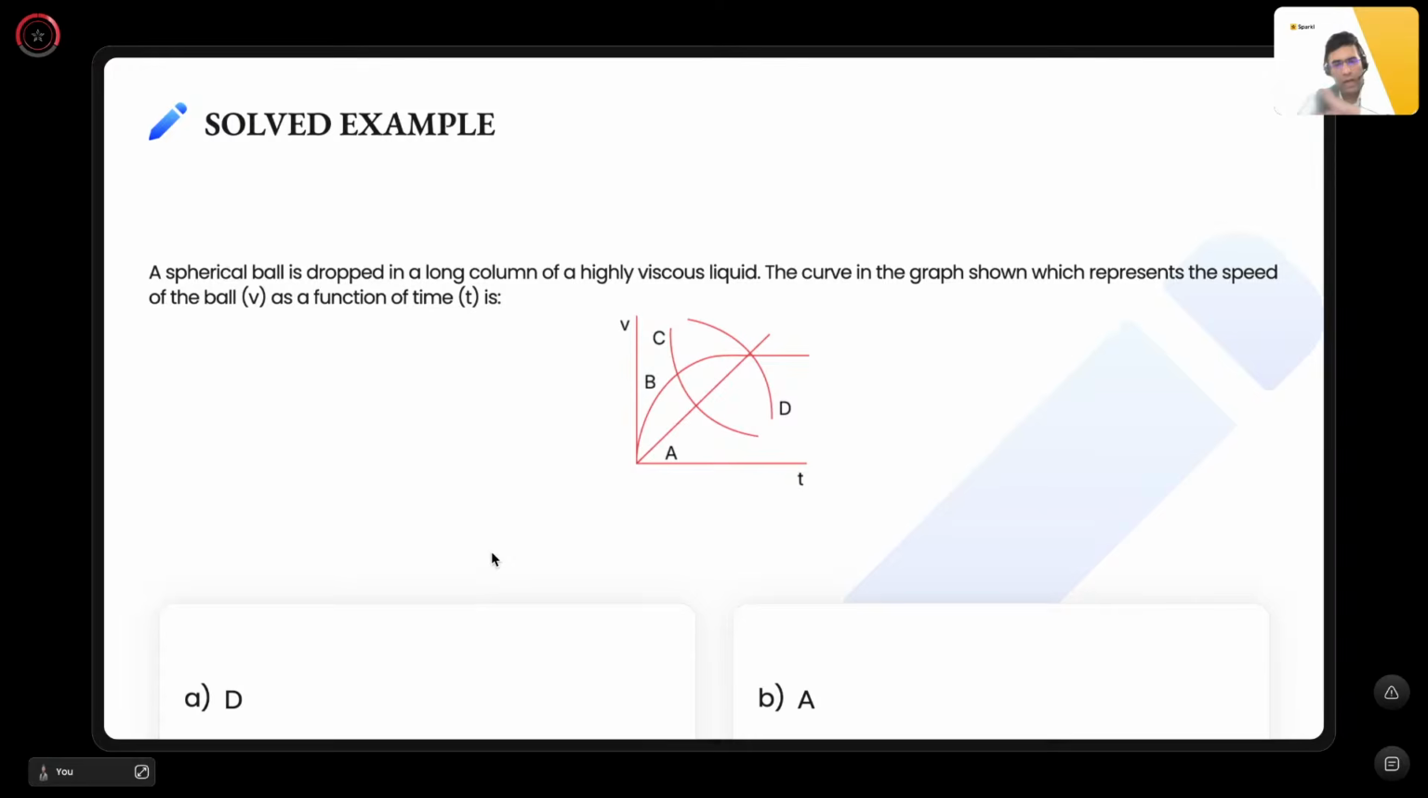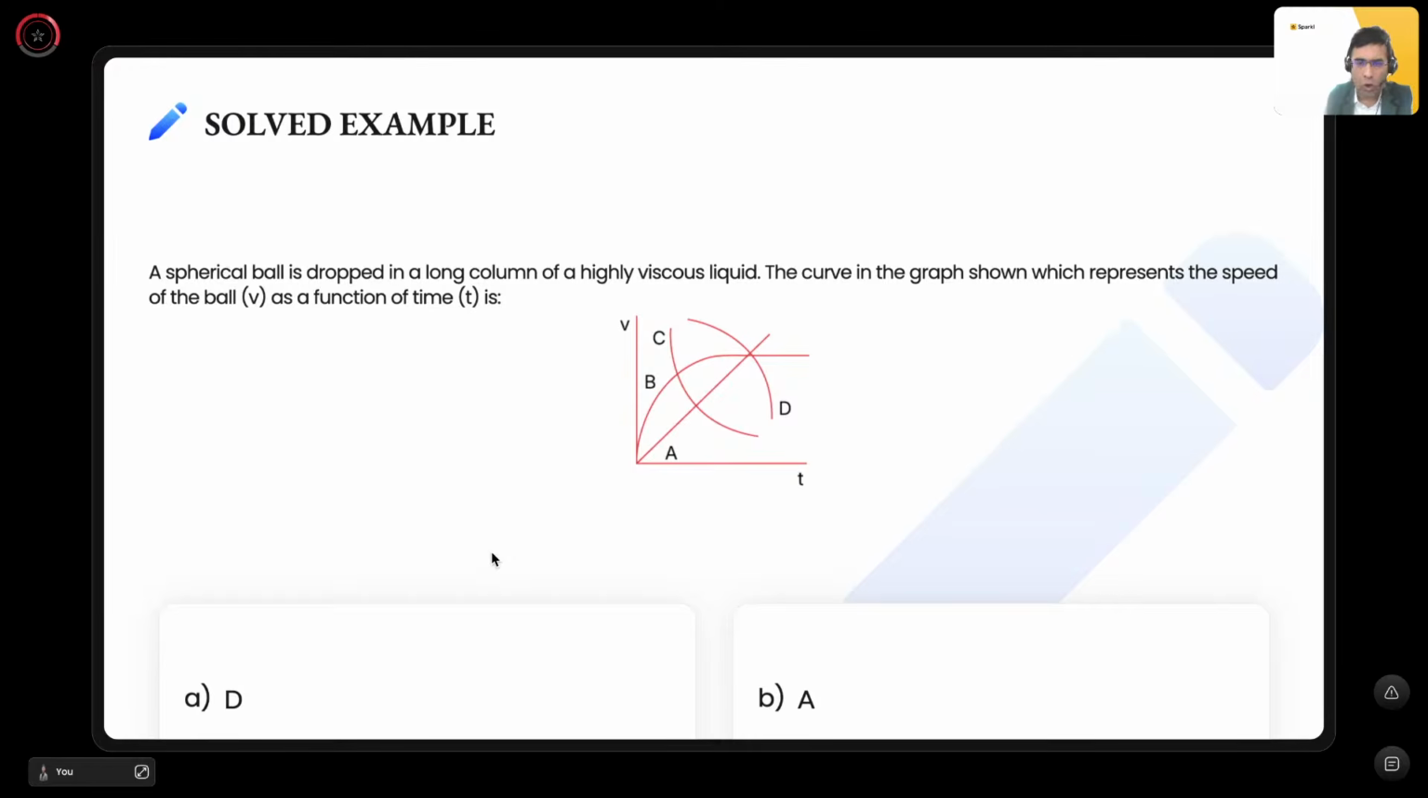Again, graph questions are very important. The viscosity graph is asked over here. A spherical ball is dropped in a long column of highly viscous liquid. Which curve in the graph shown represents the speed of the ball as a function of time? So again, a very important thing. In previous years, a question has always been asked from viscosity in one form or the other, maybe in the graphical form, maybe in the numerical form, maybe in the dimensional analysis form. So it is very important, and you can really expect a question on this in your exam this year.